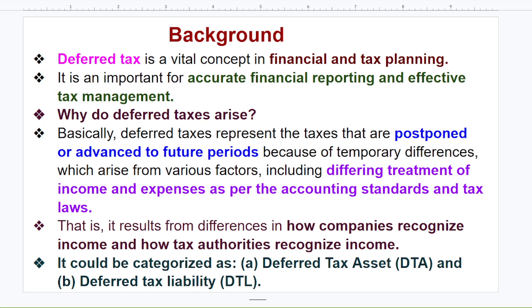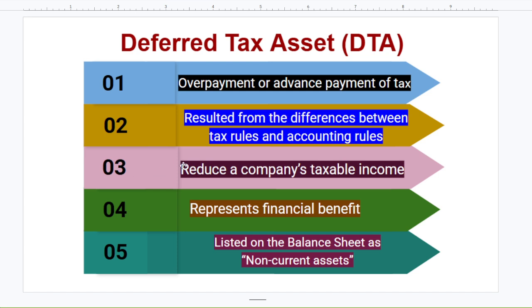So let me clarify about, friends, what about the deferred tax assets. Deferred tax asset को लागि तपाईले यो पाँचवटा पोइन्ट सम्झिनु पर्ने हुन्छ. So that is the case of overpayment or advance payment of the tax, which resulted from the differences in the tax rules and the accounting rules. Third is that it reduces the company's taxable income. Fourth, we can say it presents the financial benefits to the company. And the fifth is that it is listed in the balance sheet as a non-current asset. Okay, that's a fixed asset, you can say that. This is for the deferred tax assets.